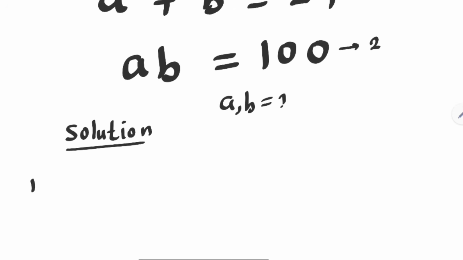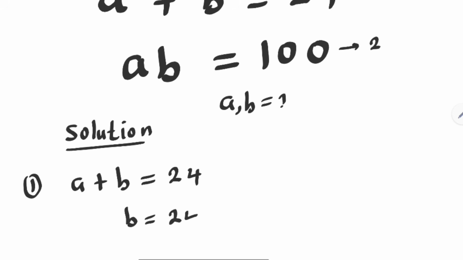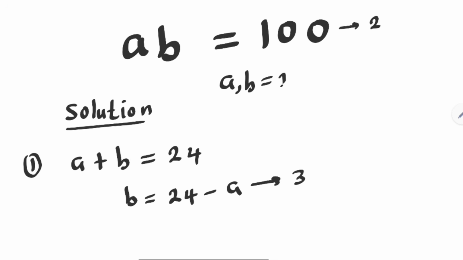From equation 1, A plus B is equal to 24. Let us make B the subject. B is equal to 24 minus A. Let us call this equation 3.